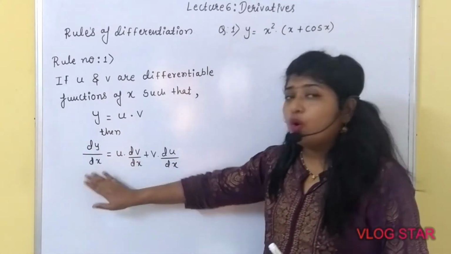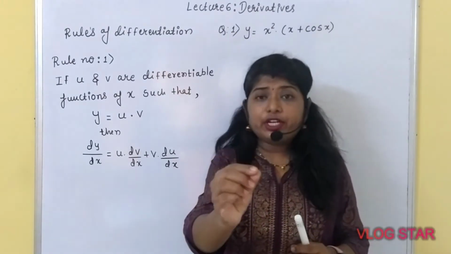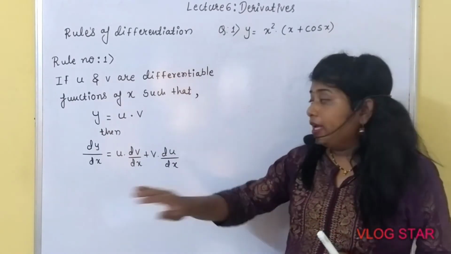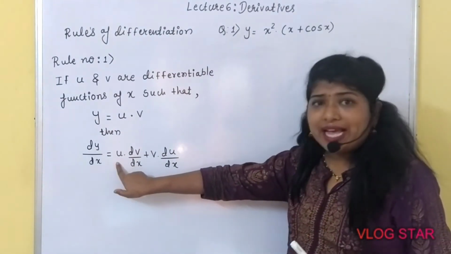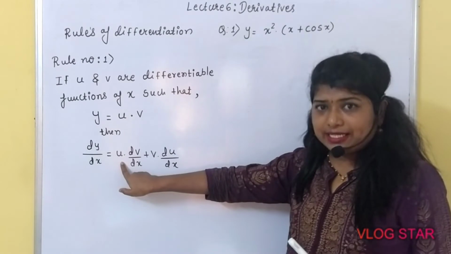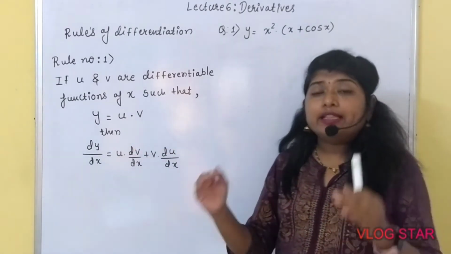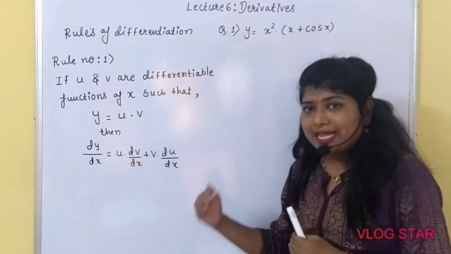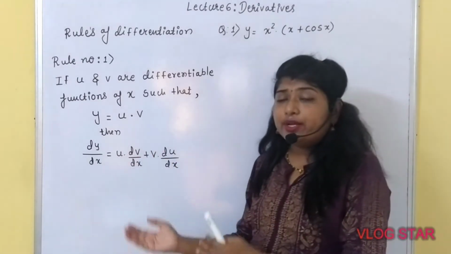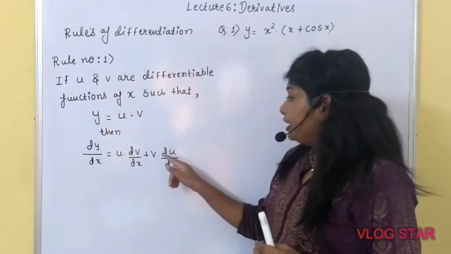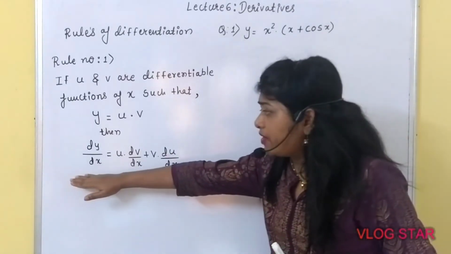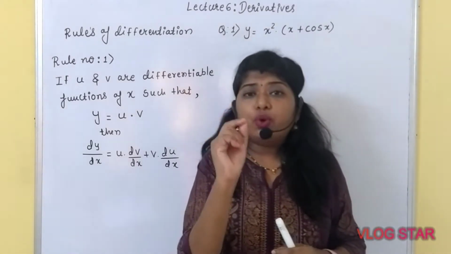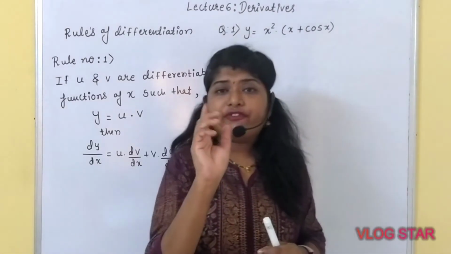Then how are you going to find the derivative of y with respect to x if it is in this format? It is given by u as it is, the first function as it is, then you have to take the derivative of v, plus the second function as it is into the derivative of the first function, that is du by dx. I hope you have understood this formula. This formula is called the UV rule in case of differentiation.